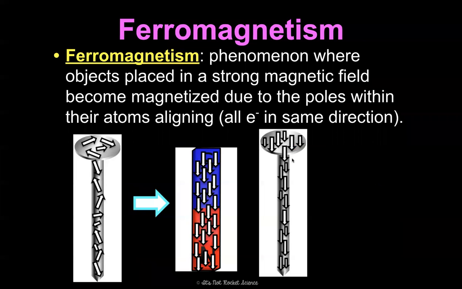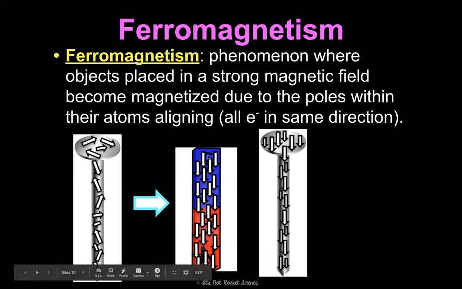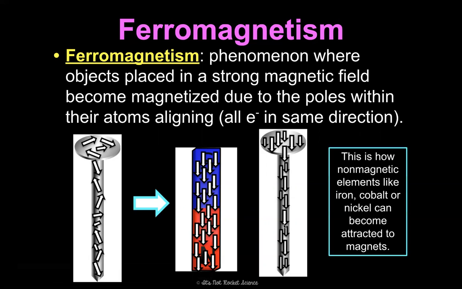Ferromagnetism. This is the phenomenon where objects placed in a strong magnetic field become magnetized due to the poles within their atoms aligning. All electrons are aligned in the same direction, okay? So this nail, in its normal sense, all of the electrons are kind of pushing every which way. But when we put a naturally magnetized element near it, then the electrons all line up. This is how non-magnetic elements like iron, cobalt, or nickel can become attracted to magnets.